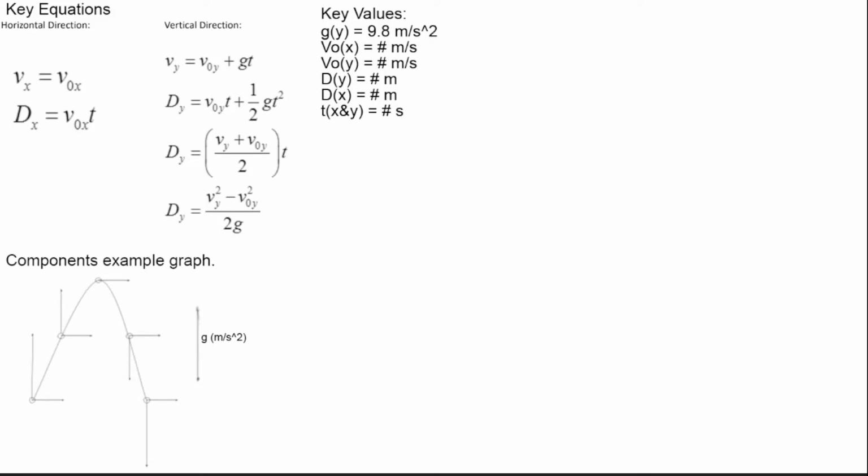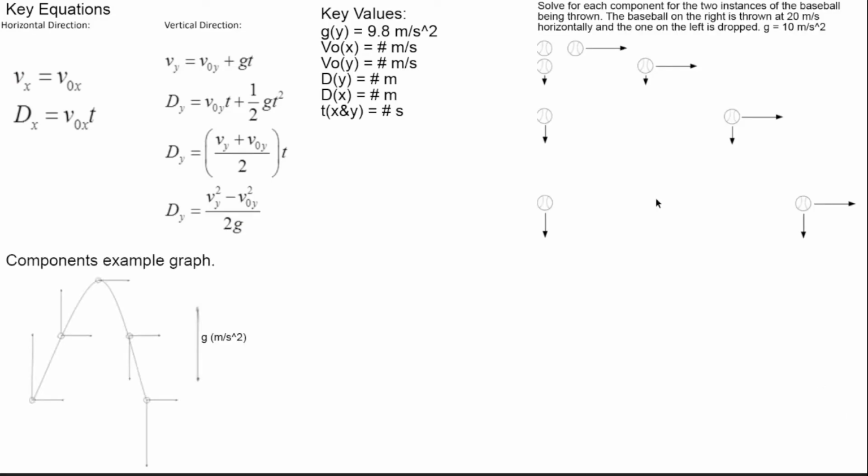So let's get into a little problem that we could start off with. Now we have to solve for each component for the 2 instances of the baseball being thrown. The baseball on the right is thrown at 20 meters per second horizontally, and the one on the left is dropped. And our gravity is going to be 10, so we're going to ignore this 9.8.